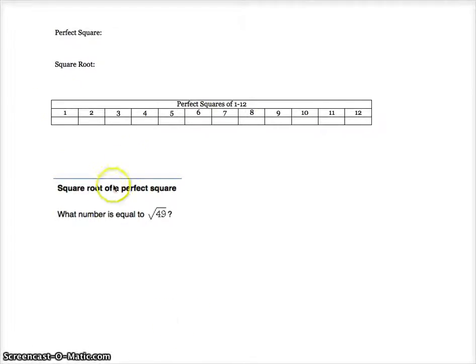Today we're going to be talking about the square roots of a perfect square, but not only are we going to be talking about square roots of a perfect square, but just square roots in general. This is the first of the next 4 videos, so there's 5 total for today's lessons.